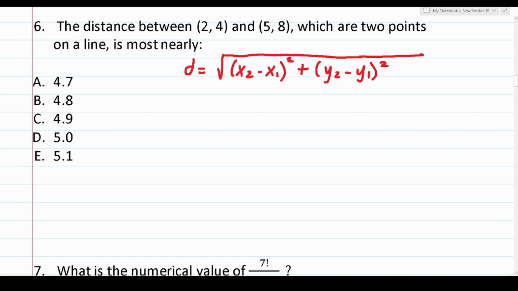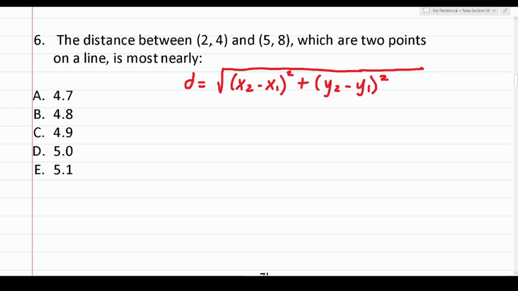And you might be asking yourself, where do I get x1, x2, y1, and y2 from? Well, ordered pairs are always of the form (x, y). Let me give myself some space here. Therefore, I can label this 2 as x1, which would make this 4 y1. And likewise, I can call this 5 x2, which means this 8 is y2. So all we have to do to solve this one is plug these values into this equation and solve accordingly. Let's go ahead and do that.